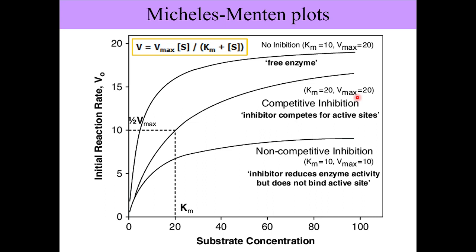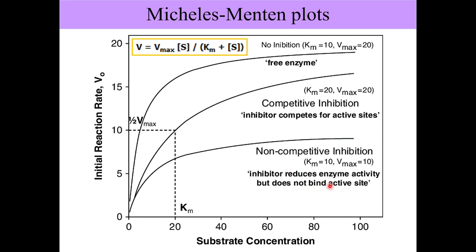Okay. Then it is the non-competitive inhibitor. So what happens? The non-competitive inhibitor comes and binds to the allosteric site. It allows the substrate to bind, but it prevents the reaction from proceeding. The substrate can peacefully bind, but the reaction would not proceed, and therefore you see that the reaction is going at a very low rate, which is Vmax equal to 10. So this is reduced, but Km is unaffected. The inhibitor reduces enzyme activity but does not bind to the active site.